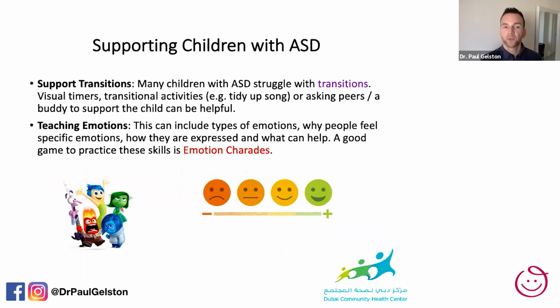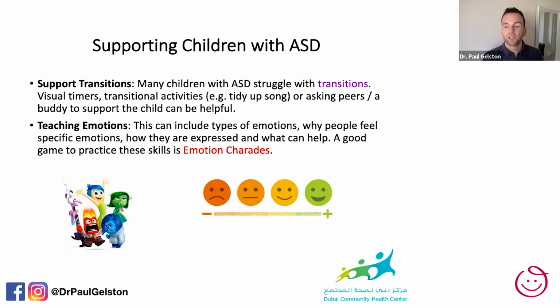So a lot of children with autism struggle with transitions, which is their ability to move from one task or activity to another. And really they might need things like a visual timer, or maybe a visual calendar or schedule. An activity during the transition, like a tidy up song, works really well for some children. Or even just asking other children to support the child during the transitional period is quite useful.